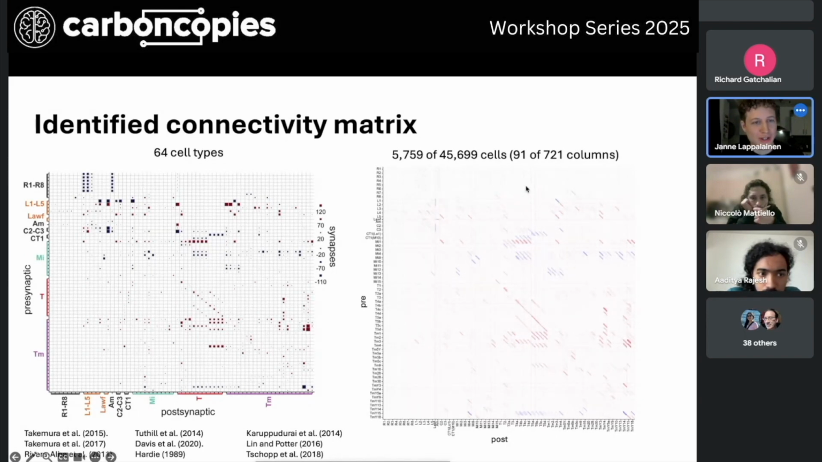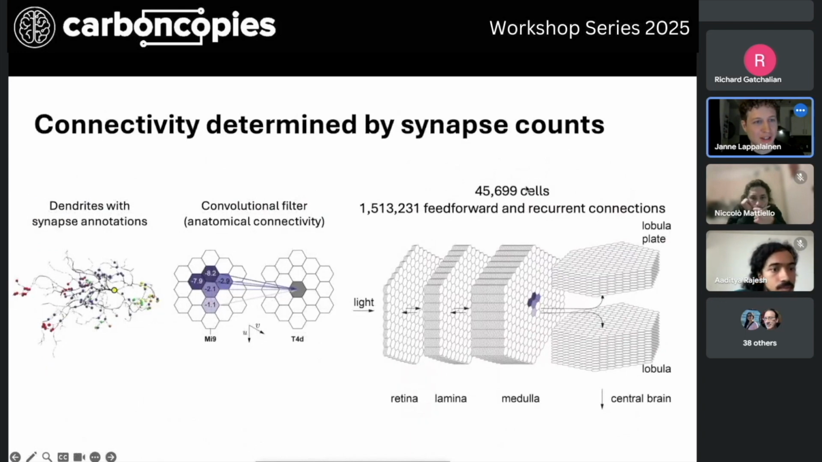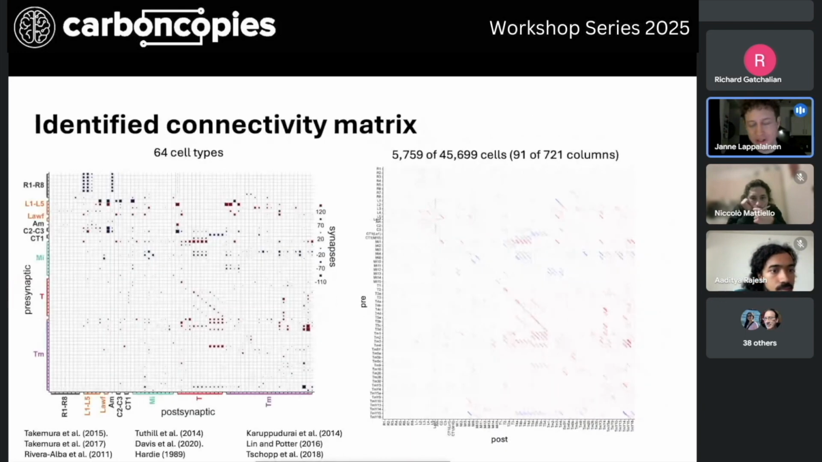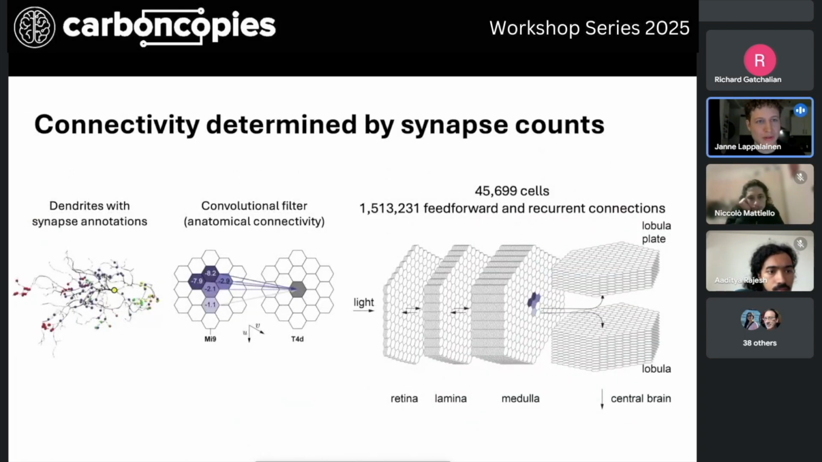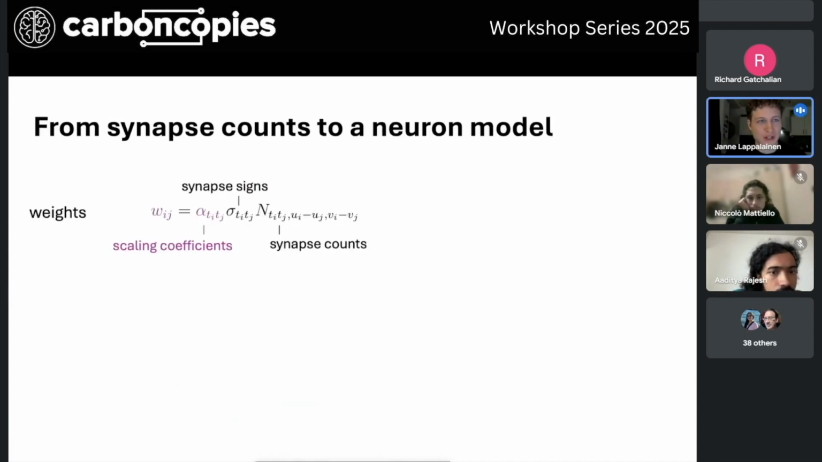Okay, so now we have a model. Now we have a structural description of the fly visual system. Now we want to go to a functional description of the cells, right? And this actually starts from the synapse counts that we found in the dendrites, and used to arrange this model, right?